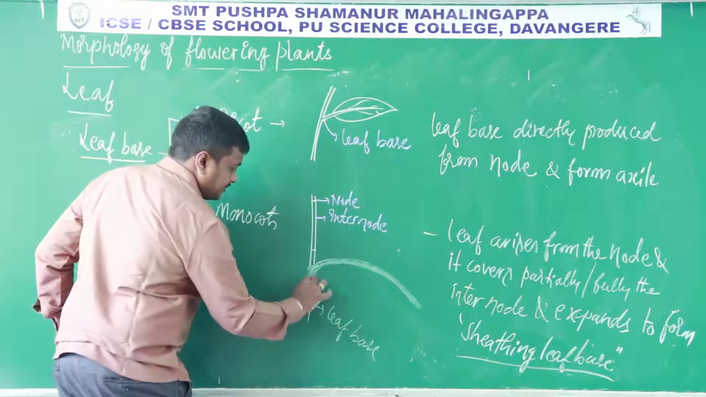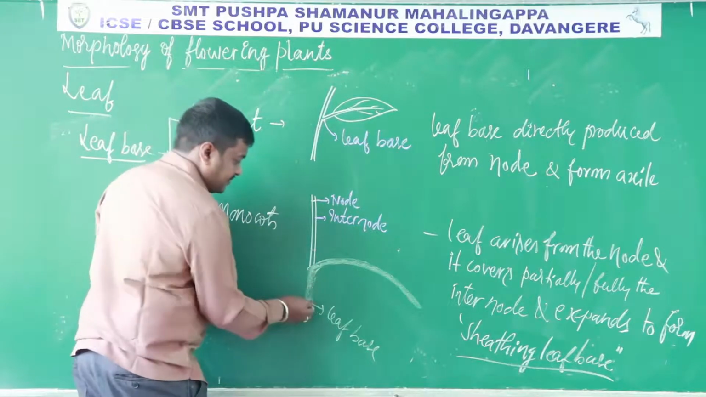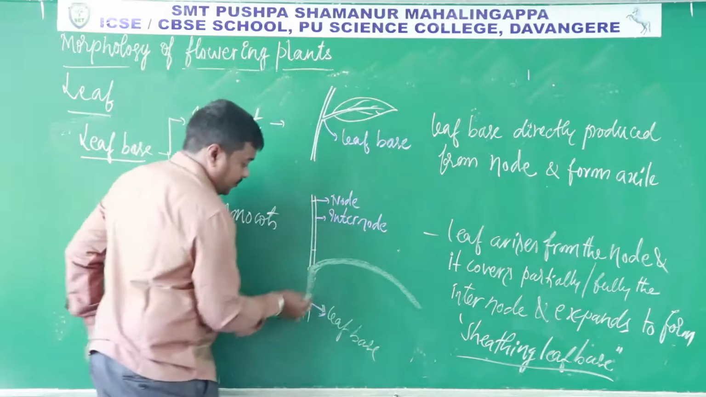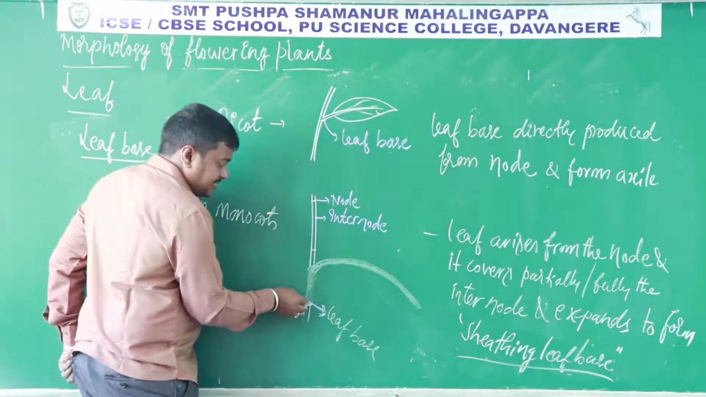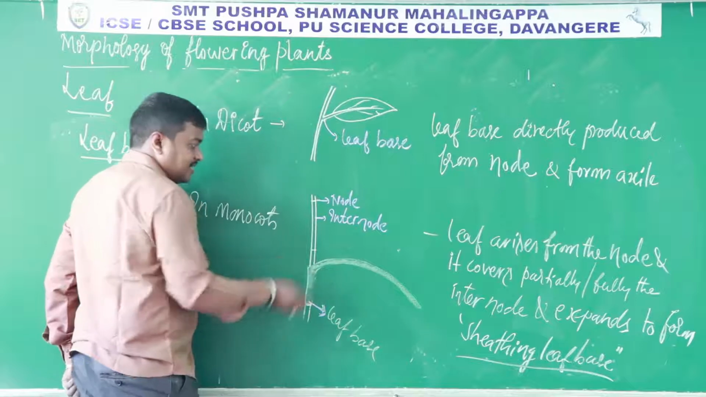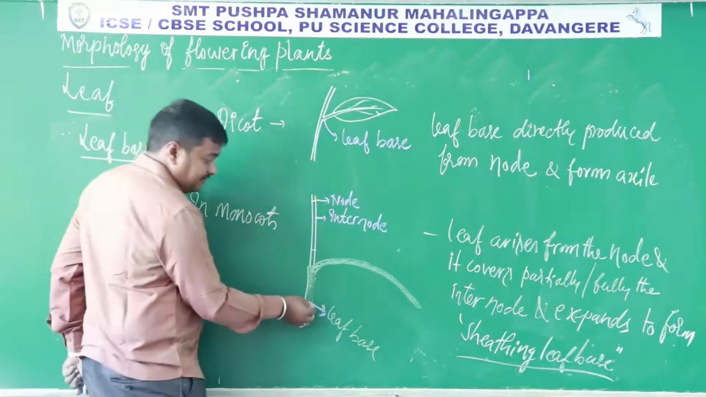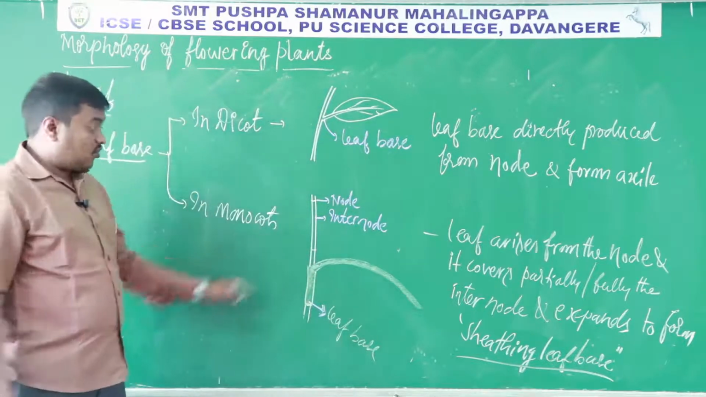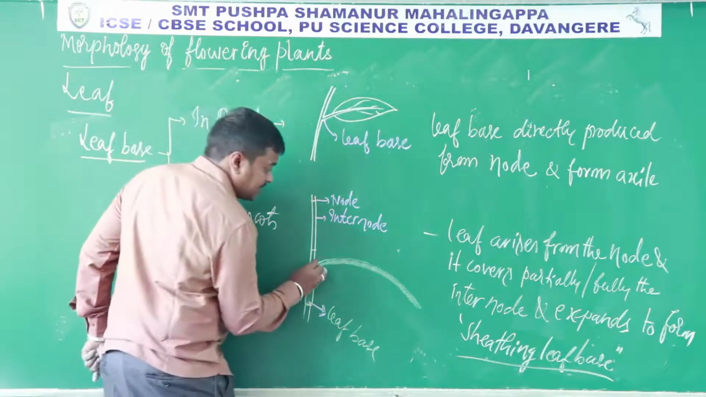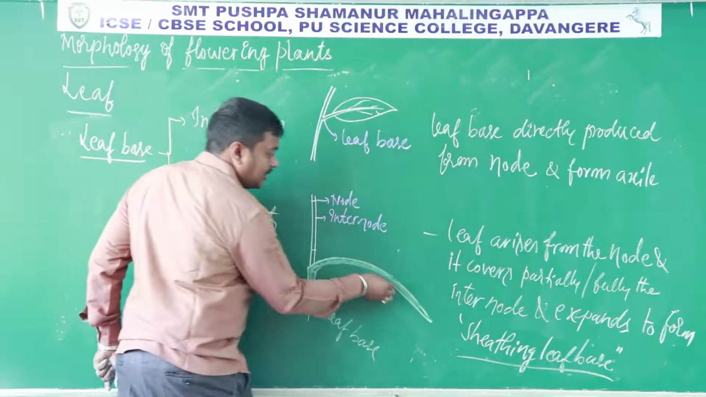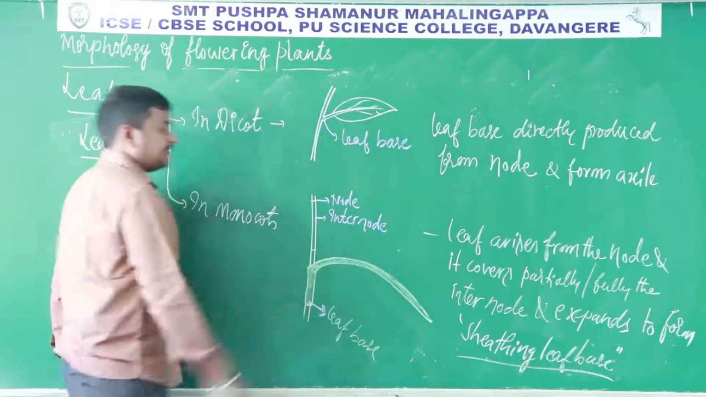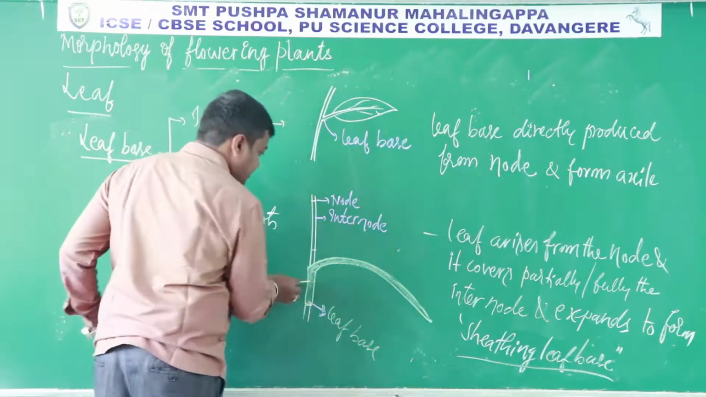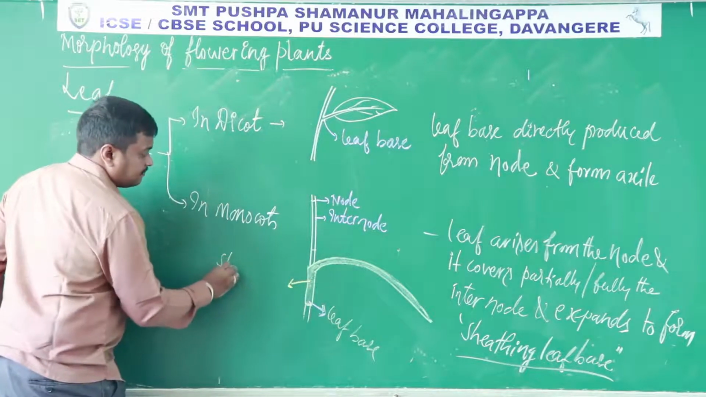So let me write with the same color itself. Okay, so ನೋಡಿ ಇಲ್ಲಿಂದ ಲೀಫ್ ಪ್ರೊಡ್ಯೂಸ್ ಆಗಿರುತ್ತೆ. This is the leaf base. This leaf base completely or partially cover the internode. ಈ ರೀತಿ ಕವರ್ ಮಾಡುತ್ತೆ node, internode ಅನ್ನ. Then it expands like this. ಆಮೇಲೆ ಅದು ಈ ತರ ಎಕ್ಸ್ಪ್ಯಾಂಡ್ ಆಗುತ್ತೆ. Okay, so this leaf base is called as sheathing leaf base.